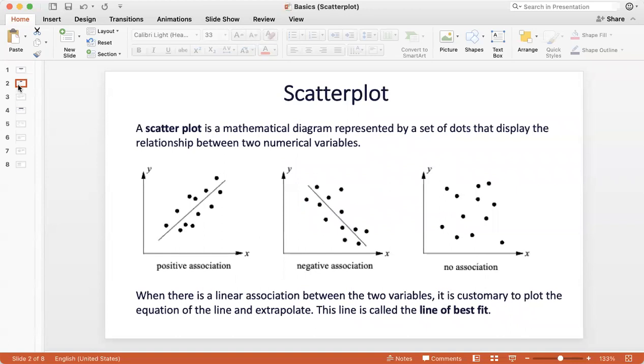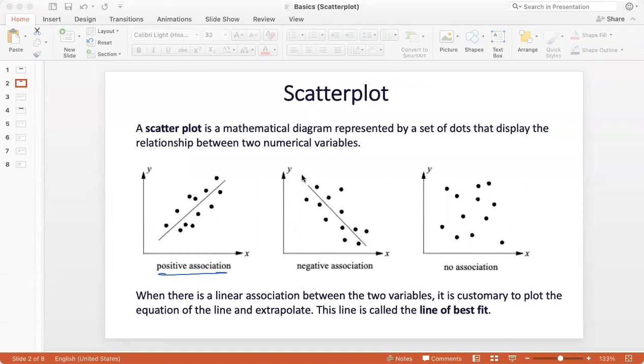A scatterplot is basically a diagram which has a set of dots in it, and these dots are meant to convey the relationship between two variables. So let's say I'm plotting the relationship between x and y, and I mark all the dots where I have data points. Then the curve that I get when I try and connect these dots tells me the relationship between x and y. So here I can see that when I increase x, y also increases. So this is a positive association.